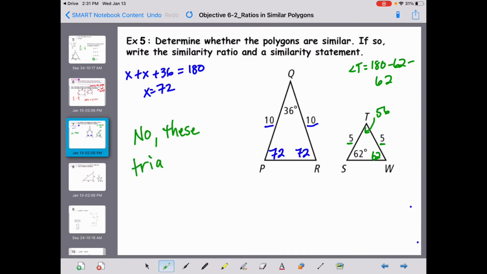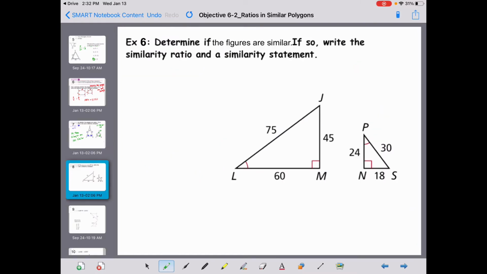These triangles are not similar. So sometimes that happens. Determine if these figures are similar. If so, write the similarity ratio and a similarity statement.